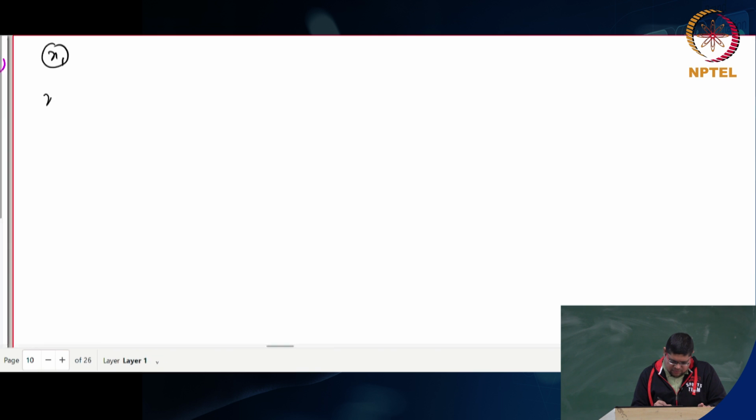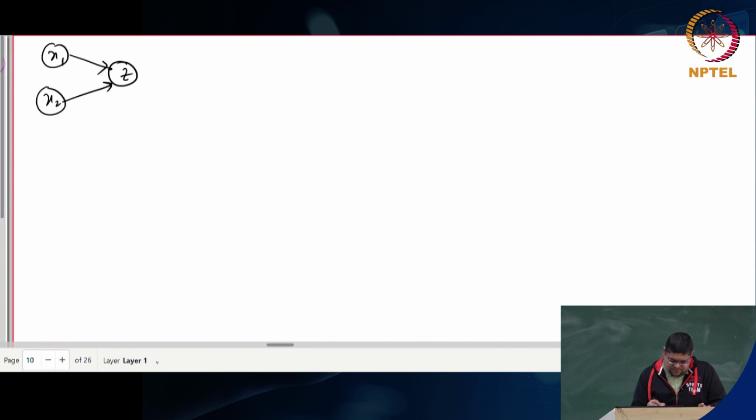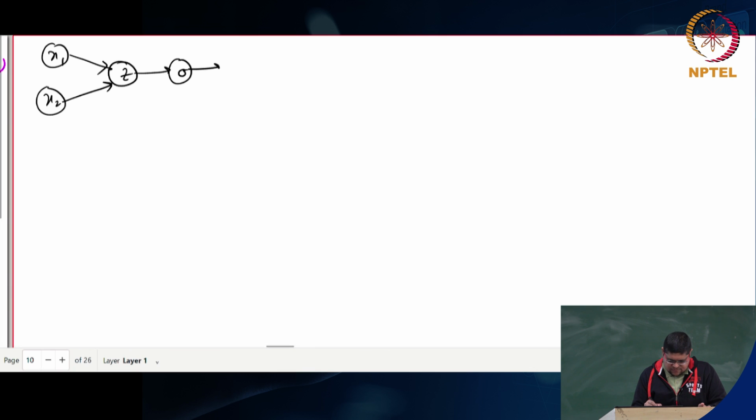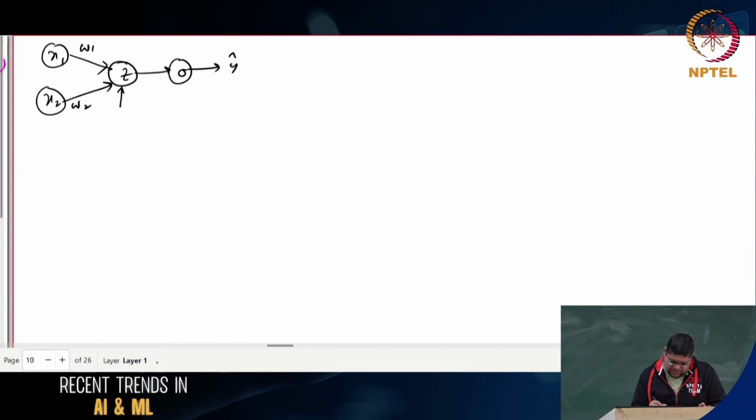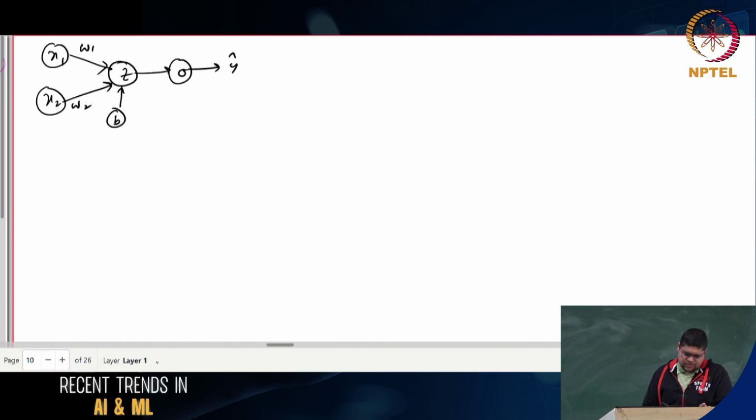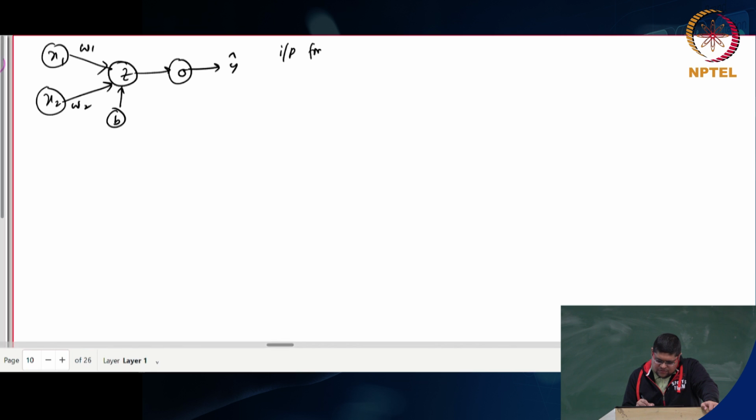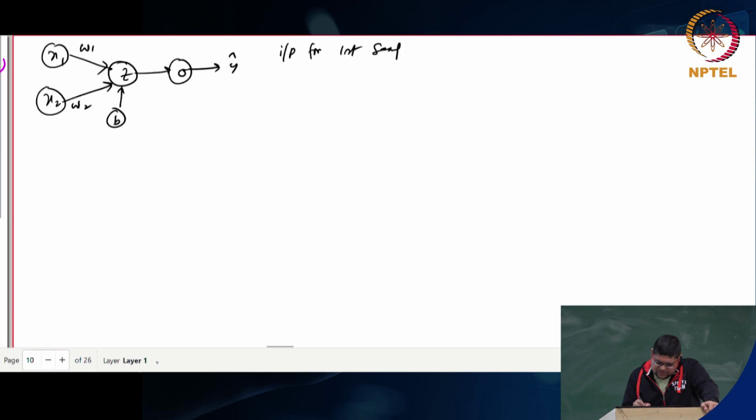So this diagram I have to draw multiple times. So this W1, W2, and here we have this bias component. So what was our example? Input for first sample. So one sample I will do. Input for first sample, x1 equal to 0, x2 equal to 0, right?